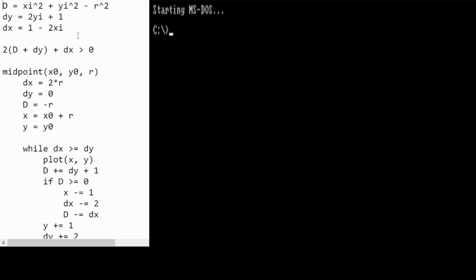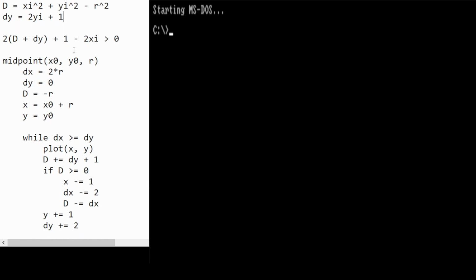And so what I'm going to do is make a series of transformations, and they're actually going to leave us with slightly different values for these 3 terms, but in the end the implementation itself will be simpler. So the first thing I'm going to do is to replace this dx here with the 1 minus 2xi, which is on the previous line. And this is going to mean that we don't need this line anymore because dx doesn't appear anywhere else.